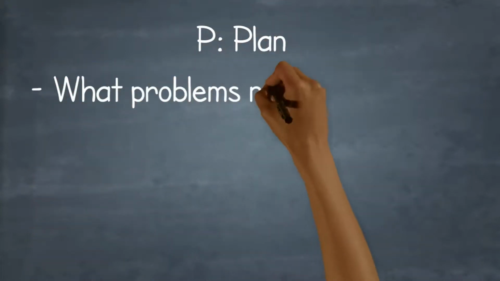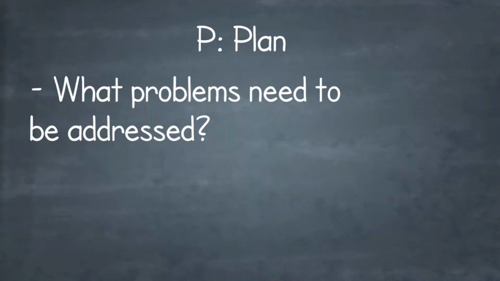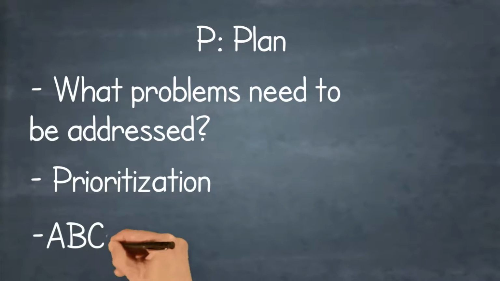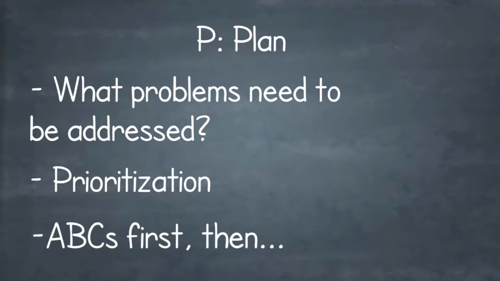The P in ADPI stands for plan. So all of the data we collected in our assessment, in our nursing diagnosis, we have to decide what are the problems that need to be addressed. And this is where we need to prioritize. So ABCs, airway, breathing, circulation, that always comes first. And then we look at the other problems and decide what comes next.